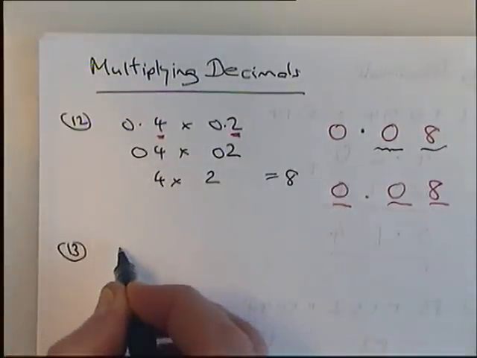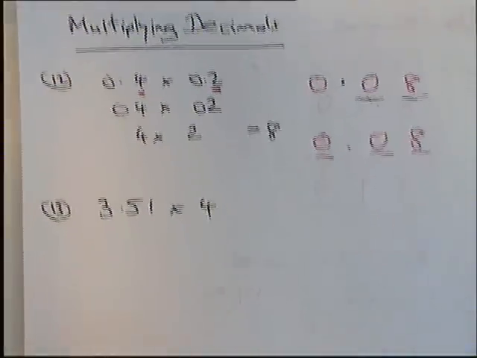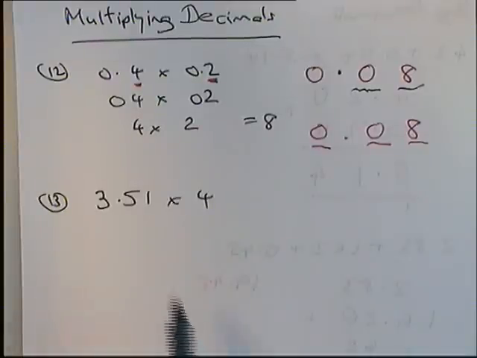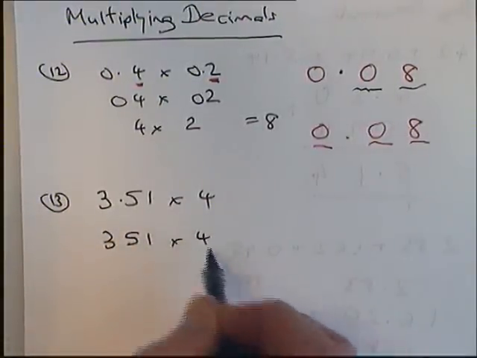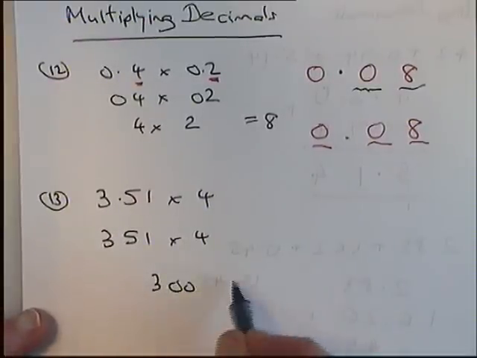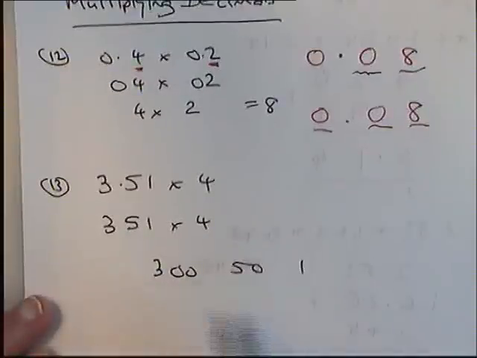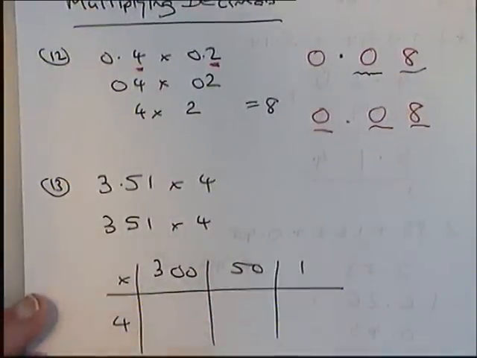My next question is going to be 3.51 times by 4, and I'm going to do it exactly the same way. First of all, pretend the decimal point wasn't there, and it would be 351 times by 4, and that's the sum that I'm going to do next. 351 times by 4. I'm going to do that using the grid method. So I'm making my multiplication grid.